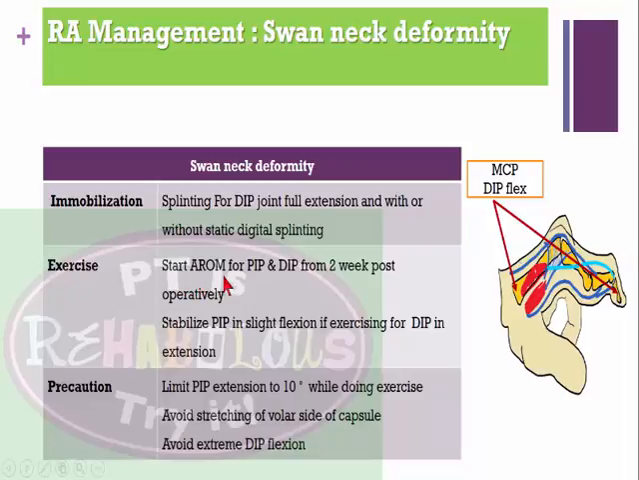Exercise: we can start active range of motion exercise for the proximal interphalangeal joint and distal interphalangeal joint after 2 weeks post-operatively, and stabilize the proximal interphalangeal joint with slight flexion if exercising the distal interphalangeal joint in extension. Then we have to take care of precautions, like limiting the proximal interphalangeal joint extension to 10 degrees while doing exercise. Avoid stretching of the volar side of the capsule and avoid extreme distal interphalangeal joint flexion.